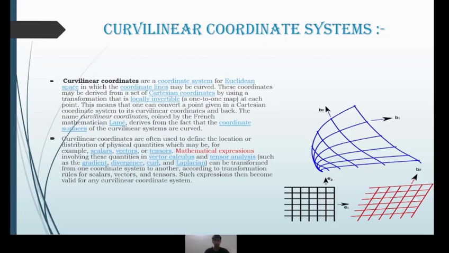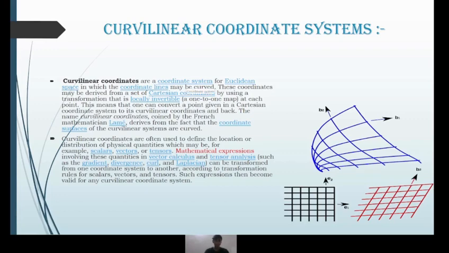The name curvilinear coordinates, coined by the French mathematician Lamé, derives from the fact that the coordinate surfaces of the curvilinear systems are curved. Curvilinear coordinates are often used to define the location or distribution of physical quantities, which may be, for example, scalars, vectors, or tensors.